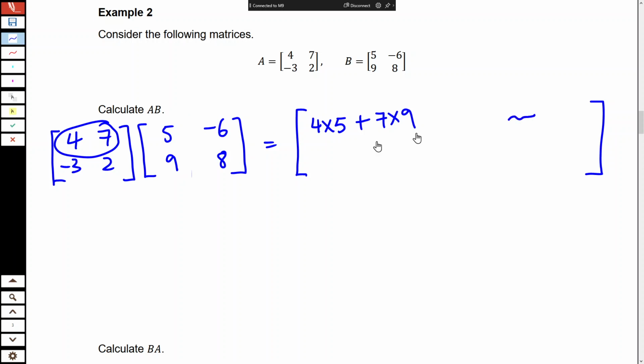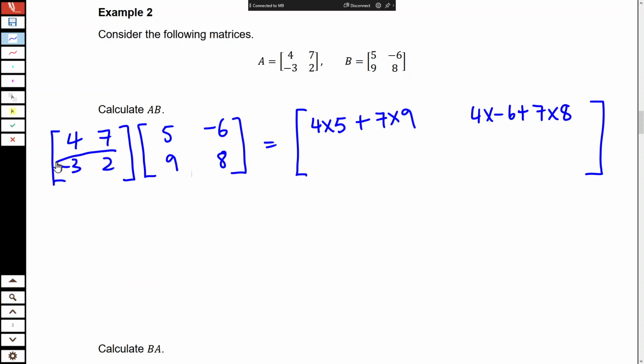And then when I go over here, I need to use this column. So it'll be 4 times negative 6 plus 7 times 8. And I've completed my first row.